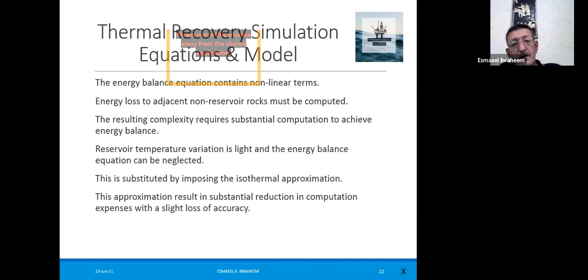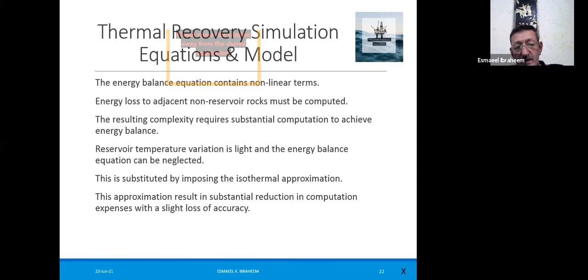A thermal recovery simulation equation and model. The energy balance equation contains non-linear terms. Energy loss to adjacent non-reservoir rocks must be computed. The resulting complexity requires substantial computation to achieve energy balance. If reservoir temperature variation is slight, the energy balance equation can be neglected.